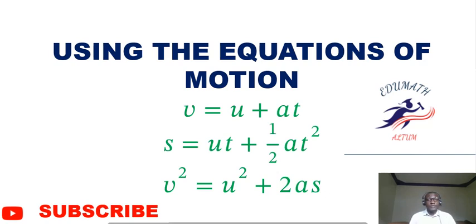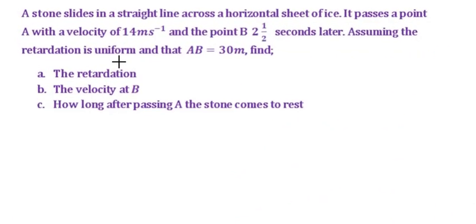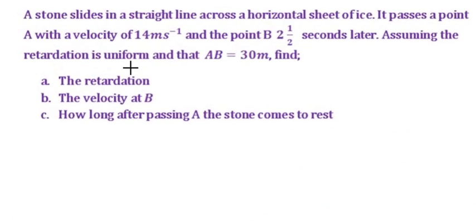For now, let us get started with a guiding question. A stone slides in a straight line across a horizontal sheet of ice. It passes a point A with a velocity of 14 meters per second and the point B 2.5 seconds later, assuming the retardation is uniform and that the distance between A and B is equal to 30 meters.